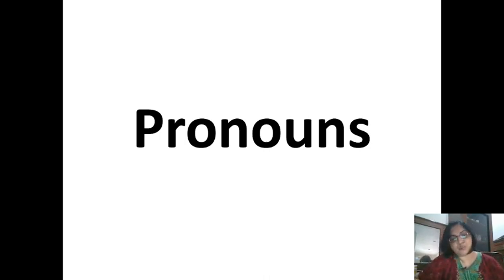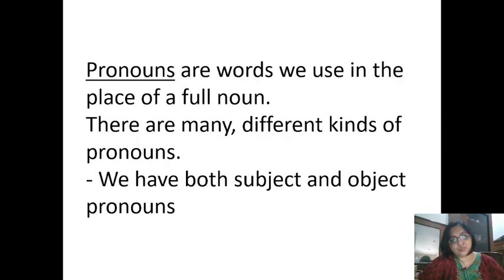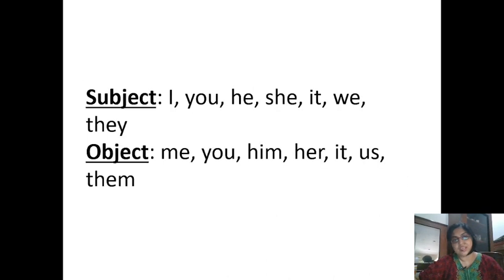Today's lesson is about pronouns. I'm sure you all know that pronouns are words we use in the place of a full noun, and there are many different kinds of pronouns. So we have both subject and object pronouns. Let's see some of the examples of subject pronouns.